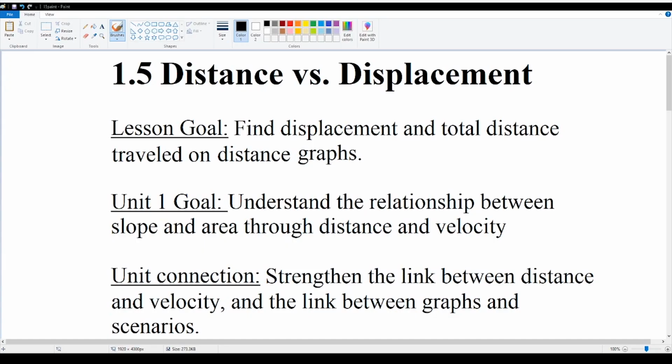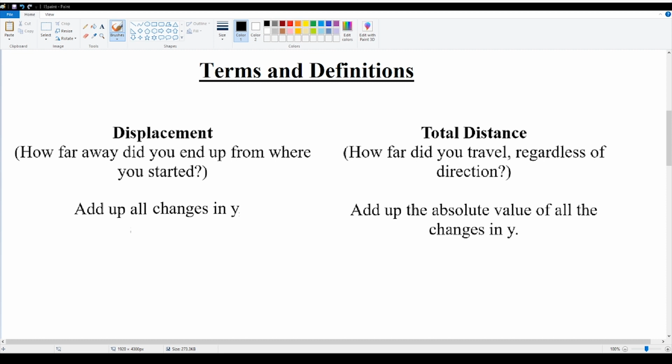For lesson 1.5, our goal is to find the displacement and total distance traveled on distance graphs. This is something that we're going to need to connect to velocity later in order to start understanding integration. When you look at a distance graph, the distance is represented often by the changes in y over the course of some time period that is on the x-axis.